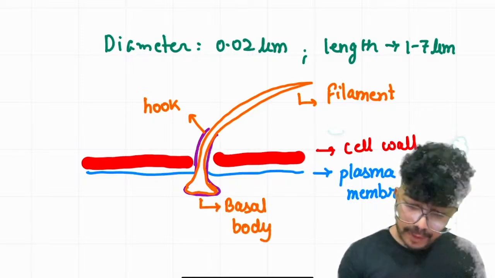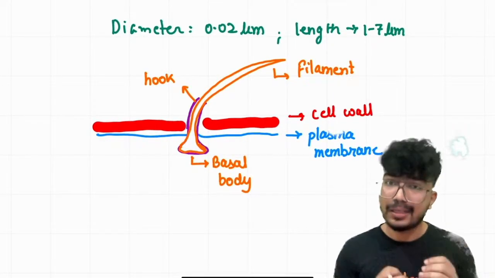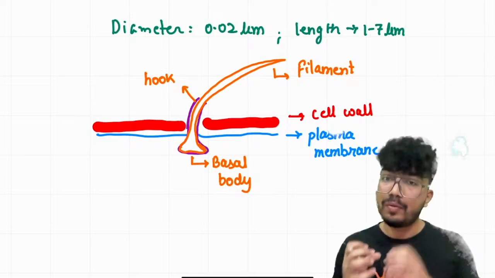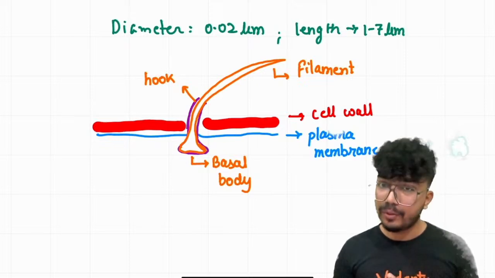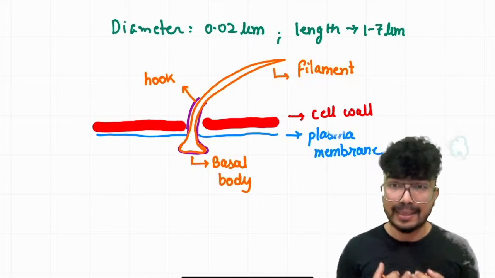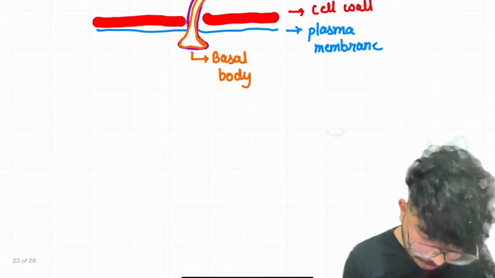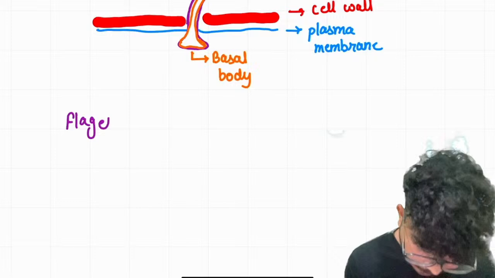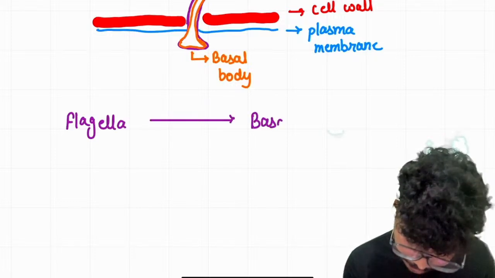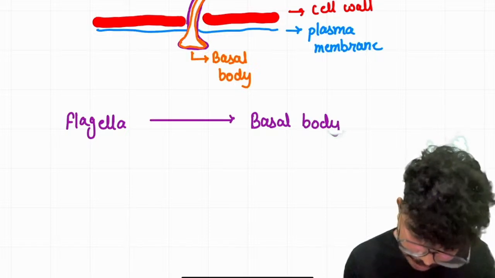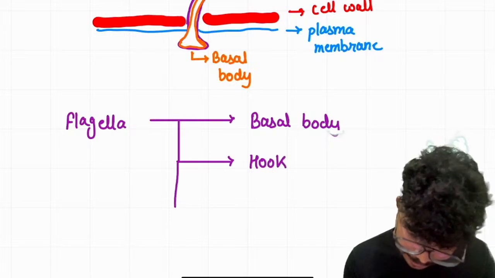Okay, and one very important point that you have to remember, that the prokaryotic flagella is unistranded, equivalent to single microtubular fiber, and it is made up of the protein flagellin. In case of eukaryotes, the flagella is made up of protein tubulin, but in prokaryotes it is made up of the protein flagellin. Okay, so I'll write all these things. Let's say the flagella, it has three components. First we have the basal body, then we have hook and filament.